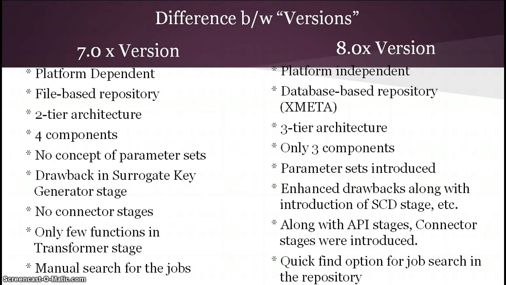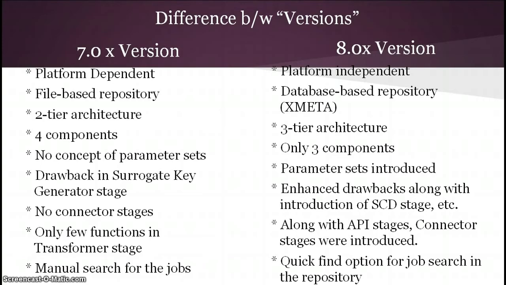The other one is a drawback in the surrogate key generator stage. Whenever we need a surrogate key generator, it's because we need to have unique keys, right? But when we ran this in the previous versions, let's say we ran it and it created 1 to 100, and the next time we ran it, it didn't create from 101. It again started creating keys from 1. So that's not the right thing. From the 8x version they enhanced this and fixed the drawback. They introduced an option called start from the highest generated value. So when we select that and run for the second time, DataStage is going to create the keys starting from 101.